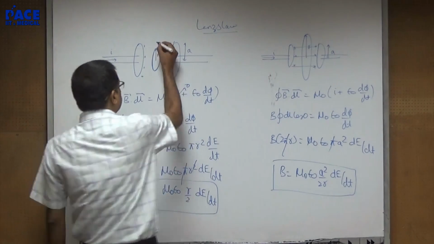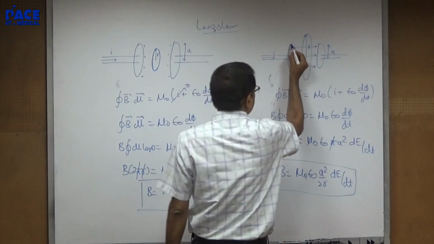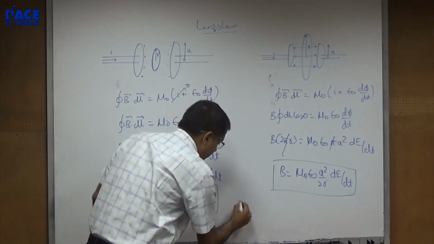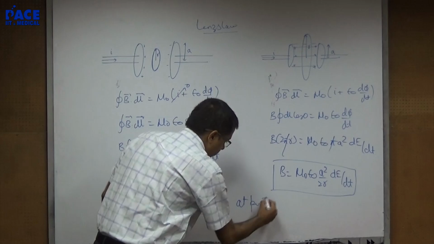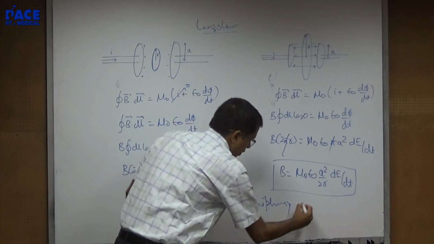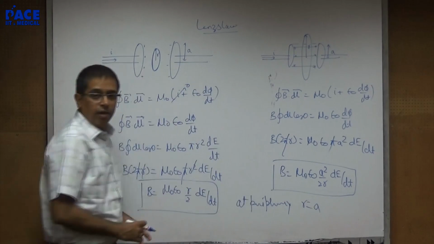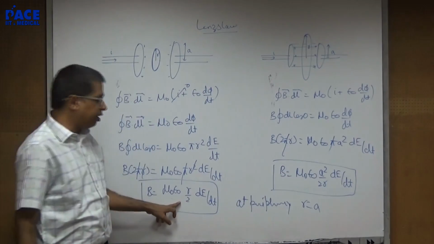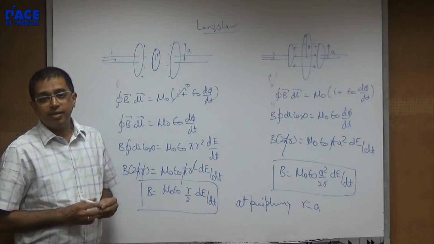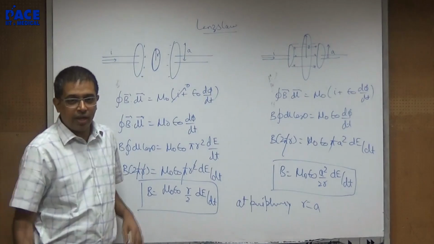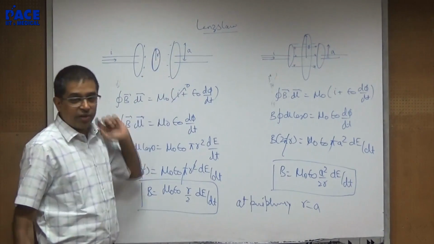What if I want the magnetic field at the periphery? At the periphery, R is equal to A. Put R equal to A either here or here, you will get the same answer. At the periphery, R equal to A. That is the magnetic field at the periphery.